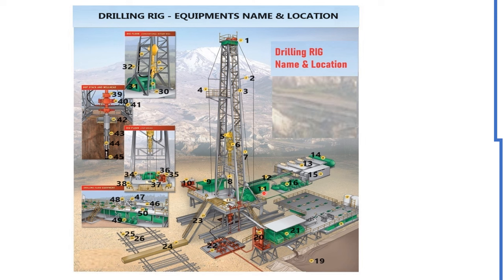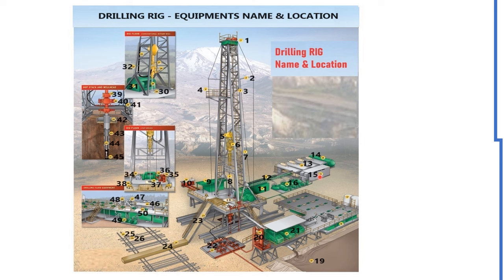This number 11 is water tank. Water tank. Number 12 is electric cable tray. This one is electric cable tray. See this, a picture of a cable tray. Number 13 is engine generator set. This one, the 1, 2, 3, 4. This is engine generator set. Number 14 is fuel tank. This one is fuel tank.